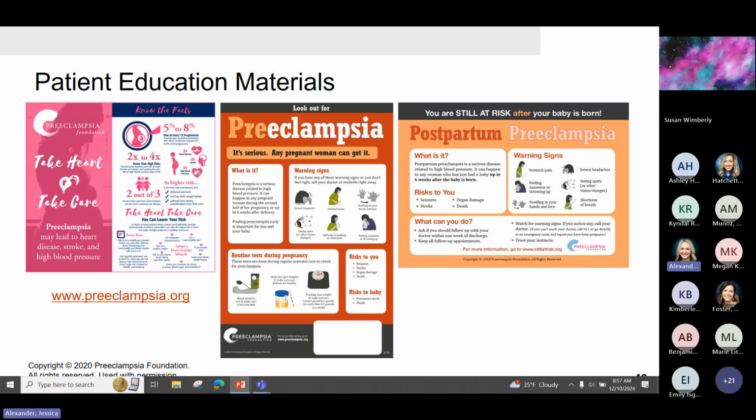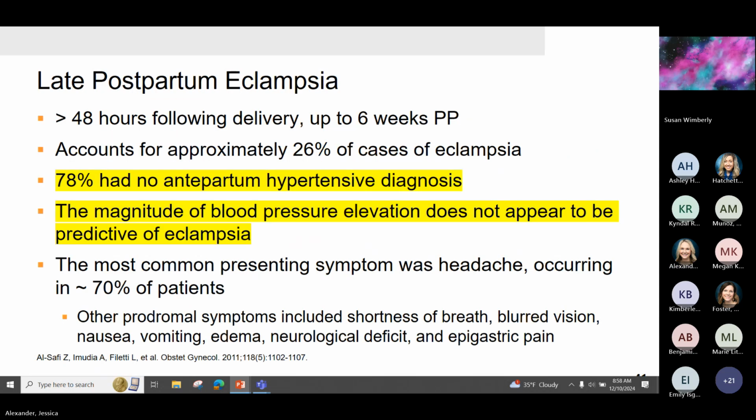So patient education materials, very important. We've actually started posting the middle poster there in our clinics, and it certainly has generated good discussions with our patients and have made them more informed, including the poster on the right of postpartum preeclampsia. Late postpartum eclampsia, greater than 48 hours following delivery, up to 6 weeks postpartum.